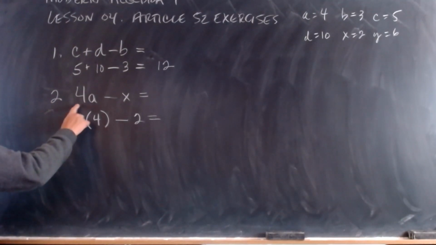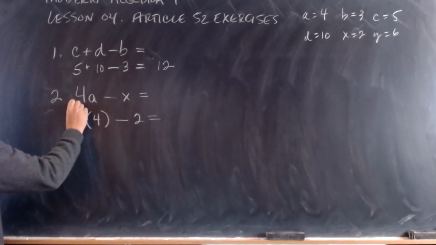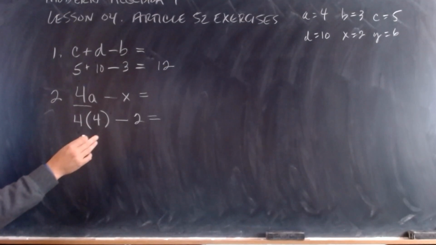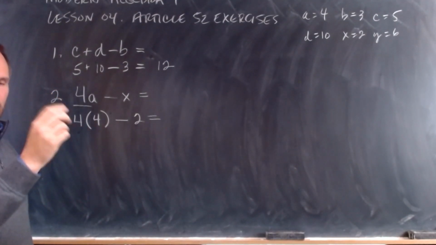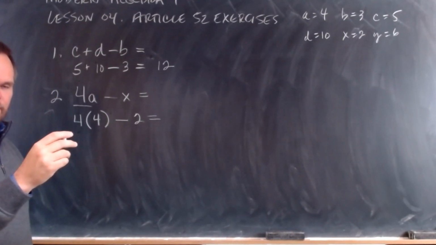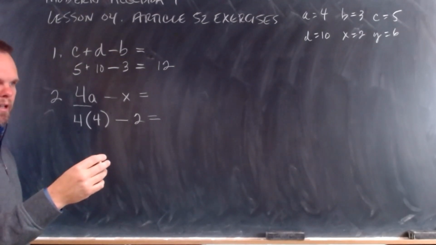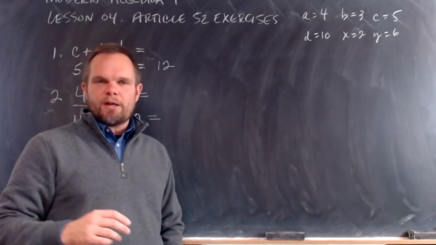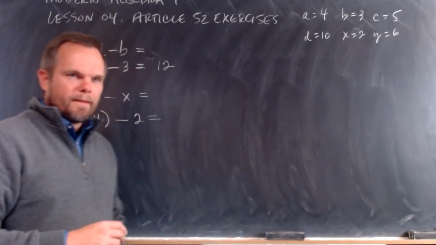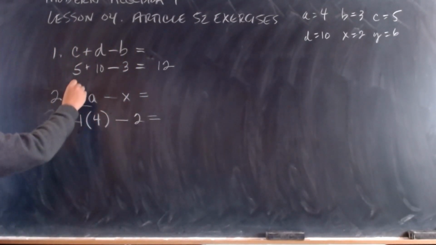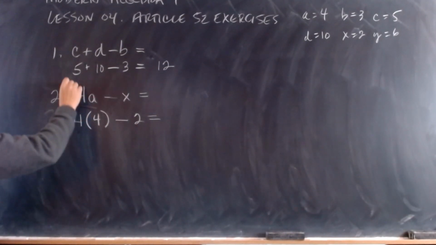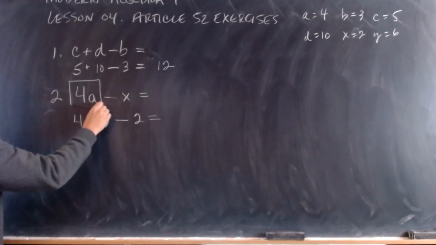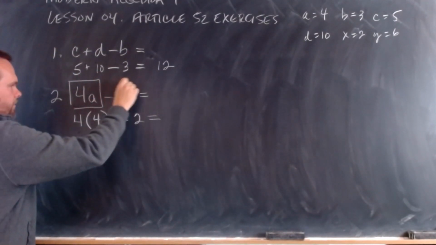A monomial is a quantity. A term is a quantity that's not separated by plus or minus, right? So when we look here, we have one term. I'm just going to put it in a box. Ready? This is a term, and this is a term.